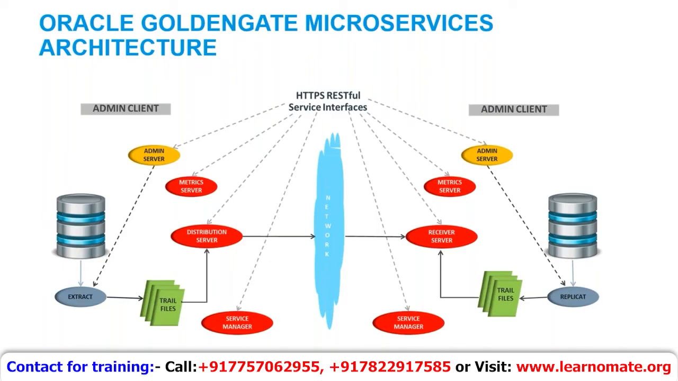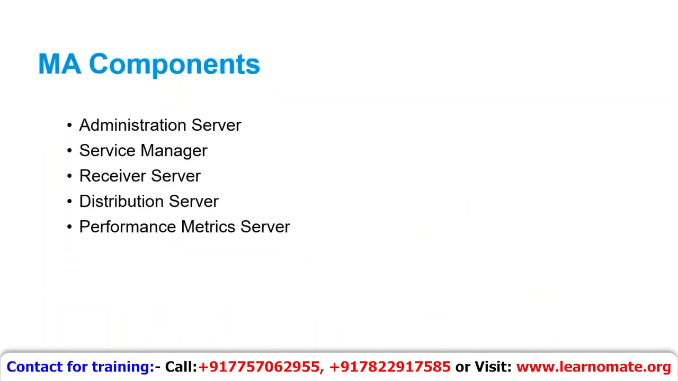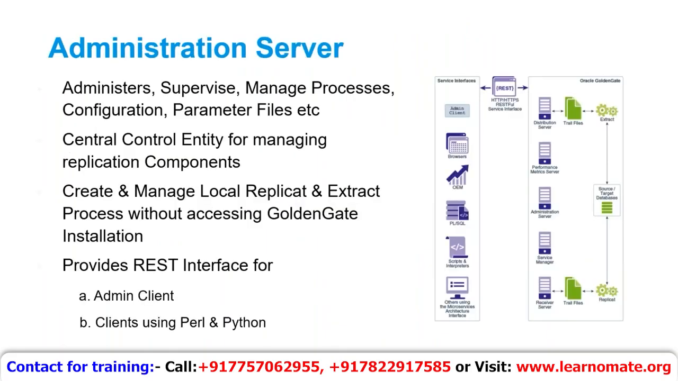And you also have a performance metric server, which is the new addition to GoldenGate from 12.3 version onwards, which lets you monitor the Oracle GoldenGate performance. So different components of microservices are administration server, service manager, receiver server, distribution server, and performance metric server. The administration server administers, supervises and manages processes, configuration, parameter files, etc. All the parameter files, credentials information, and process information reside inside the administration server. It is the central control entity for managing replication components. It creates and manages local replicate and extract processes without accessing the GoldenGate installation.